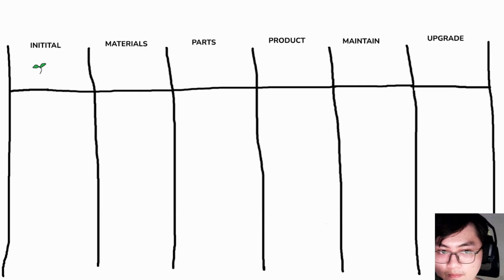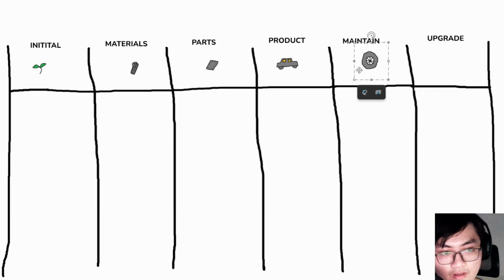And next we will need materials, such as a screw. After that we will have the parts of the product, such as the iron plate. Next we will have the product, such as a car. And after we have the product, we will have to maintain it. I will make it the icon of a car wheel, and then we will need to upgrade it. I will make it the icon of the car with golden skin and fire at the bottom.